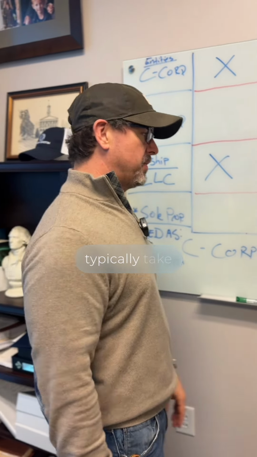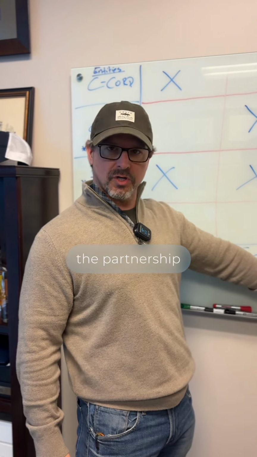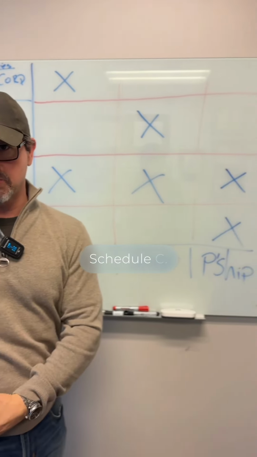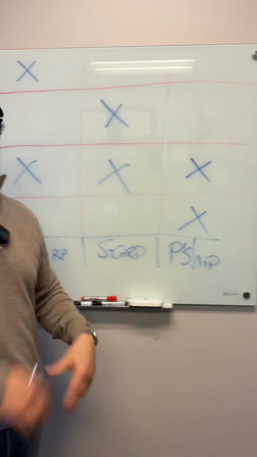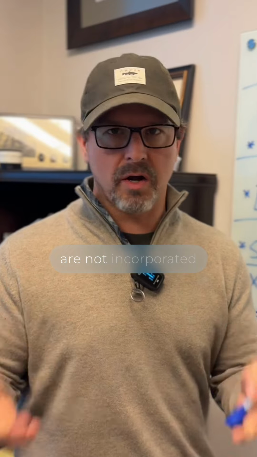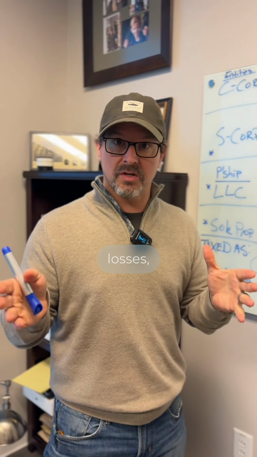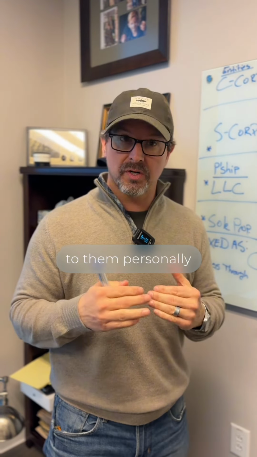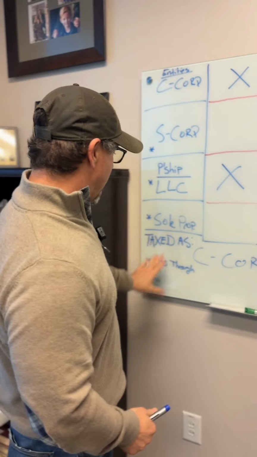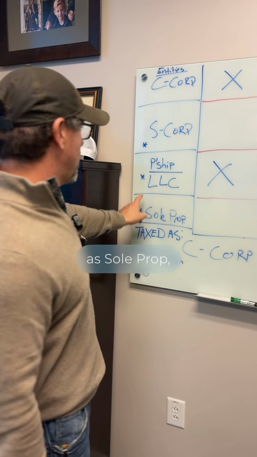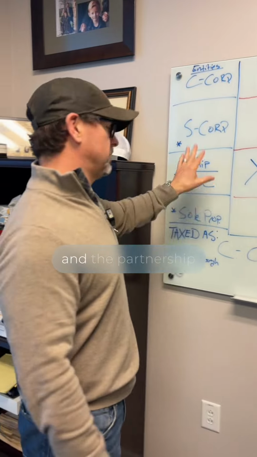Sole proprietors typically take the partnership aspect and everything passes through and goes on your Schedule C. Even though you don't have a partner, that's how it's treated, as a partnership. Most people who are not incorporated are sole proprietors. That revenue, the profit and losses, passes through from the business to them personally and goes onto their Schedule C.